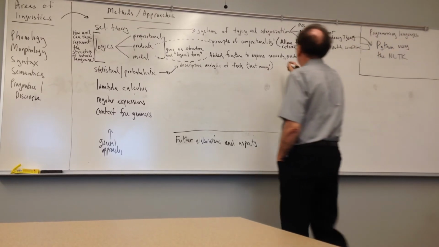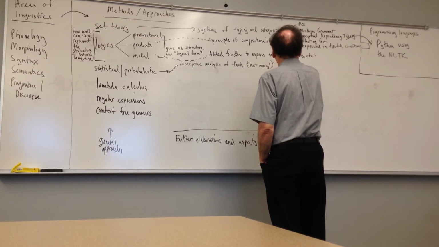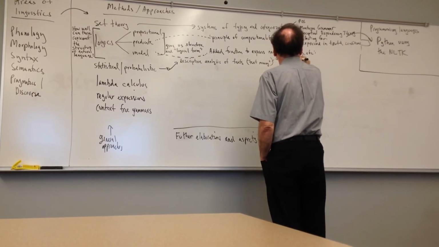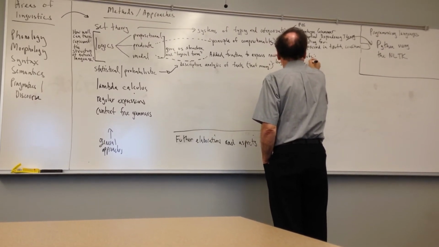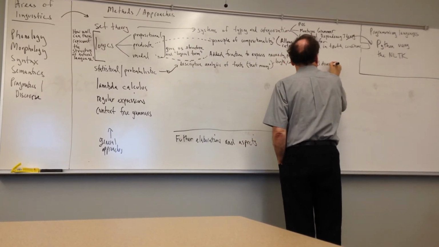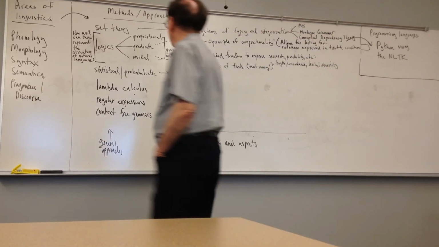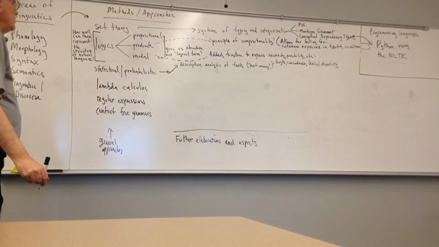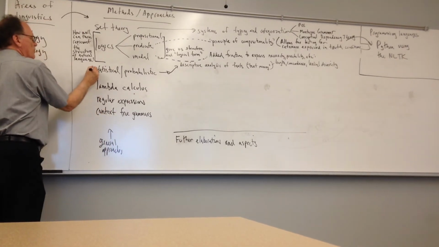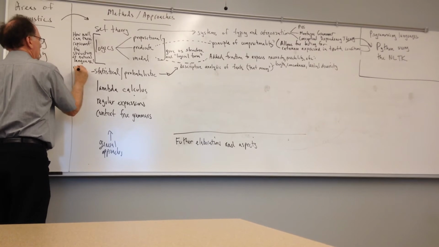Remember, we got things like length, concordance, lexical diversity, etc. Okay? And again, one of the things that we should associate, by the way, with statistical probabilistic, is use of corpora.